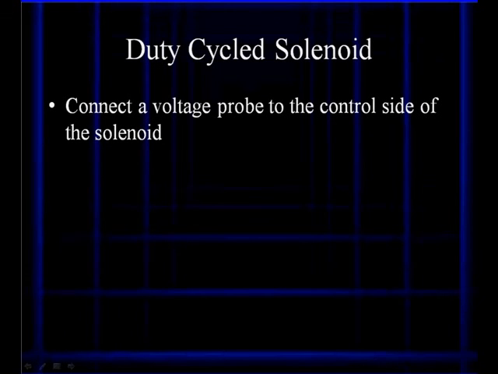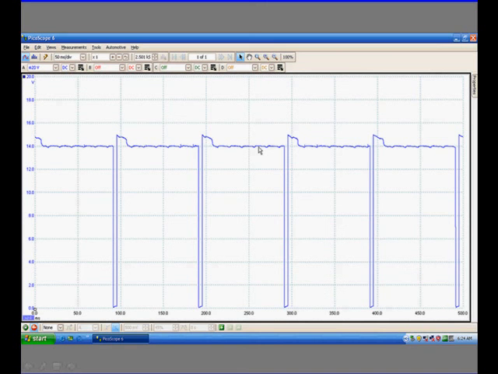Duty cycled solenoids, you go ahead and connect the voltage probe to the control side of the solenoid just like you do normally, and here we can see that the computer is turning this solenoid on a very small amount of the time. Down there at the bottom, it's mostly off, up there on the top.